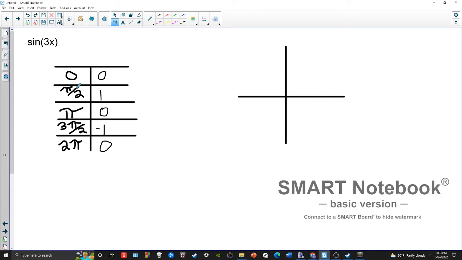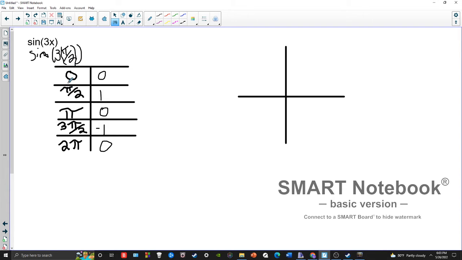Now, here's the problem, though. If I plug in a pi over 2, sine of 3 times pi over 2. Well, ignore this fact down here. We'll get to that in a second. Well, that's no longer the same as sine of pi over 2 anymore, right? This is not pi over 2. This is 3 times pi over 2.